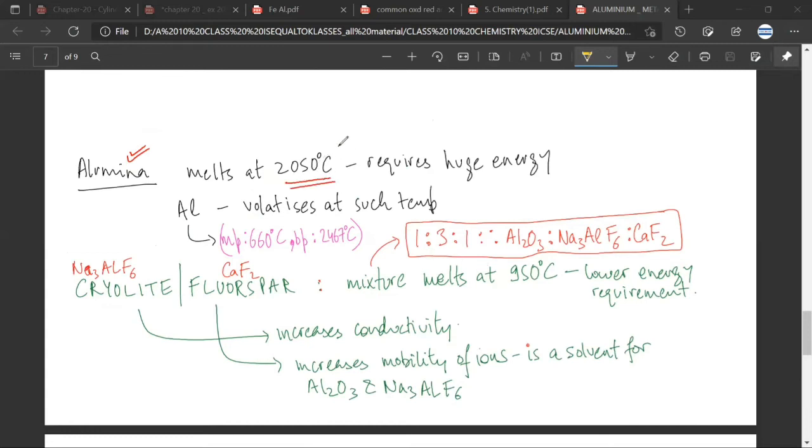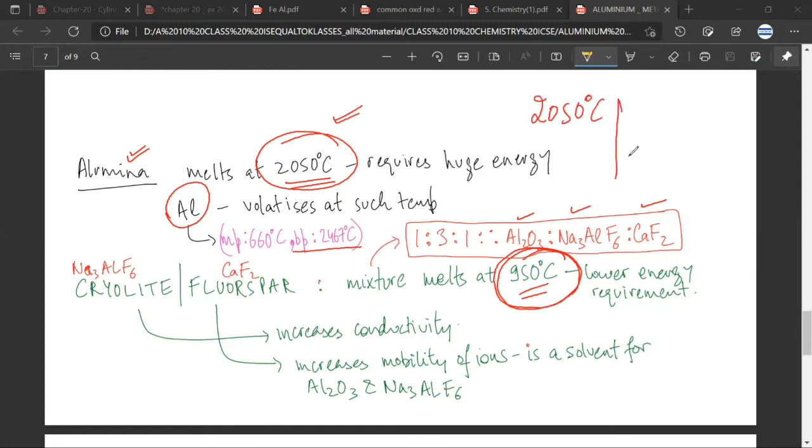Plus, what starts happening is that at such huge temperatures, the aluminium which gets formed also starts evaporating. Have you understood? Yes, sir. See, the boiling point of aluminium is around 2500 degrees Celsius, so you are almost within reach of the boiling point of alumina. Have you understood? Yes. So that is why a ratio of 1:3:1 is taken, so that the mixture starts melting at 950 degrees Celsius. From a requirement of 2500 degrees Celsius, you have brought down the requirement to 950 degrees Celsius.